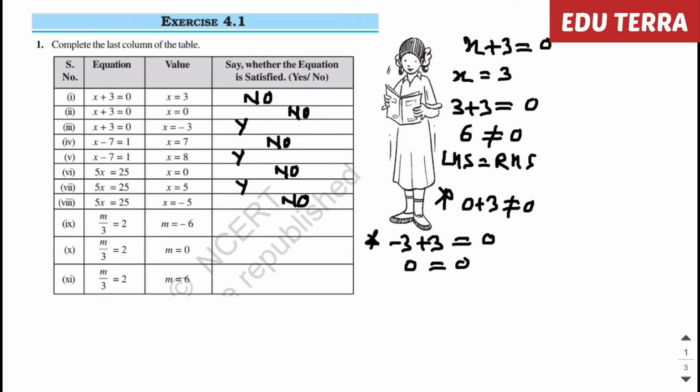See how you can solve this ninth part. m upon 3 equal to 2 and m equals minus 6. Again it will come no because LHS becomes negative and RHS is positive, so never equal. 10th part, m equal to 0. So 0 equal to 2, again no. Now 11th part, m upon 3 equal to 2. So m equal to 6. 6 upon 3 equal to 2, because 3 ones are 3, 3 twos are 6. So here LHS equal to RHS. Okay, here we completed. It will be yes.